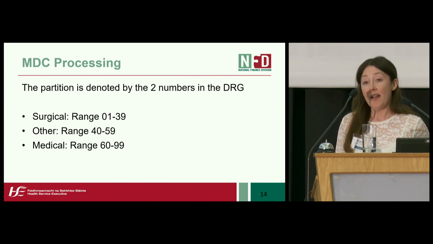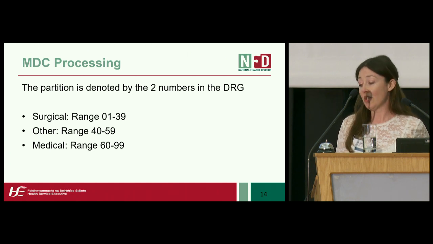For MDC processing, the partition is denoted by 2 numbers in the DRG. So the surgical partition ranges between 01 and 39, other between 40 and 59, and then medical between 60 and 99.